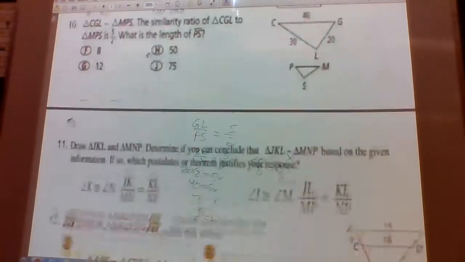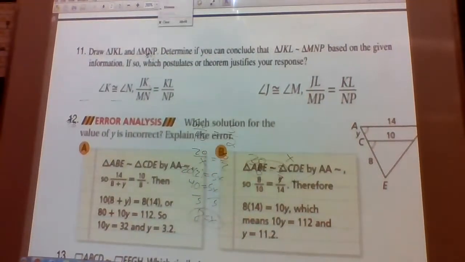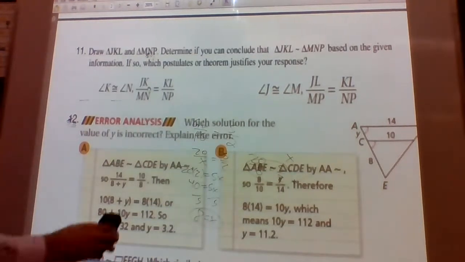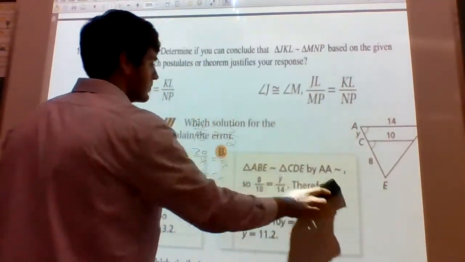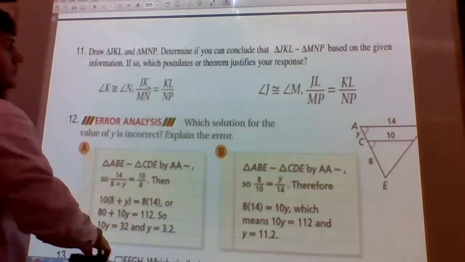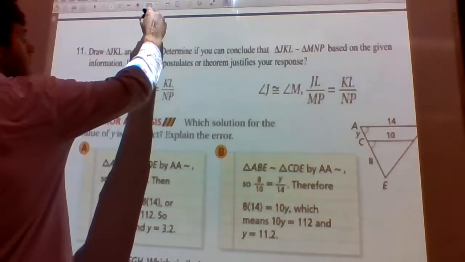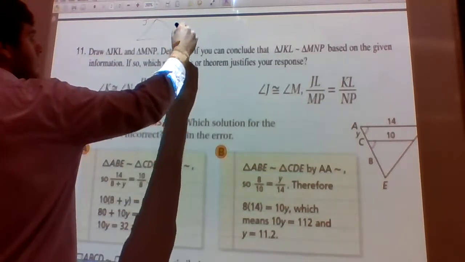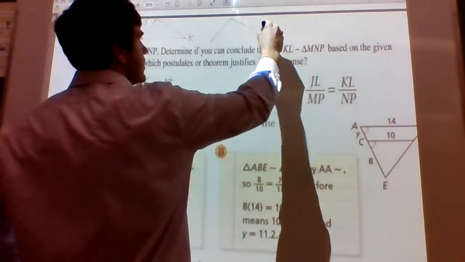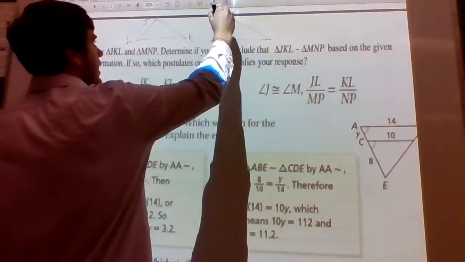Number 11. Draw a triangle JKL and triangle MNP. Determine if you can conclude that triangle JKL is similar to triangle MNP based on the given information. If so, which postulate or theorem justifies your response? Okay, so let's do what they tell us and draw a triangle. This is JKL and triangle MNP.